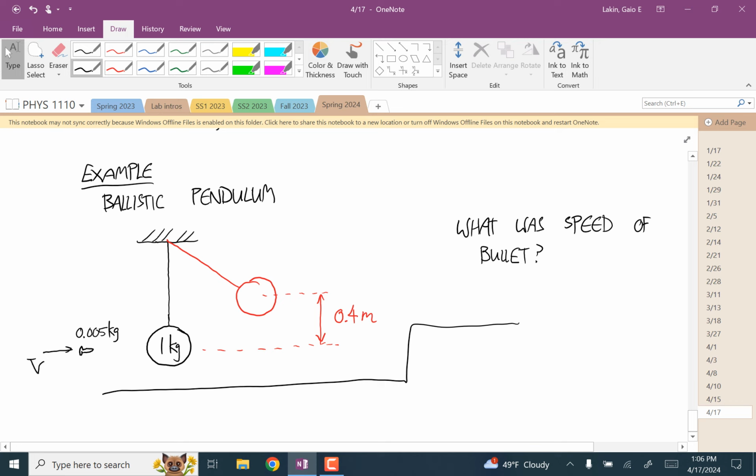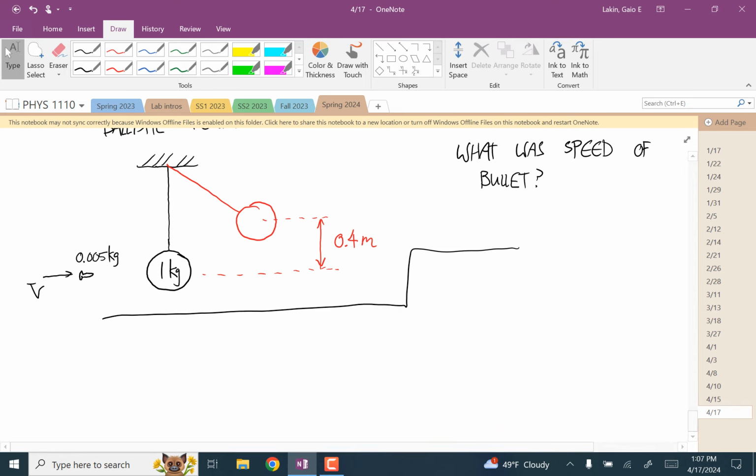Well, again, we're going to use conservation of linear momentum for the collision part, and we're going to use conservation of mechanical energy for the mass swinging up, okay? And combining those two things, we'll be able to calculate that v. So I'm going to work in reverse order.